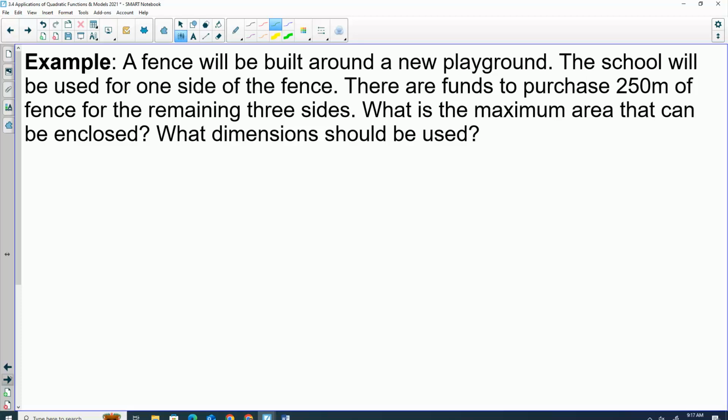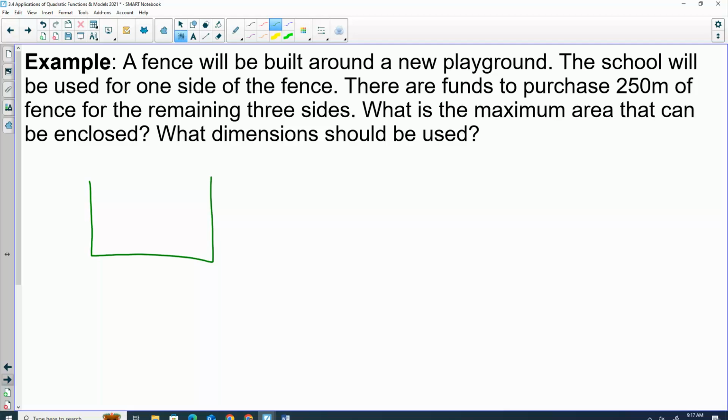A fence will be built around a new playground. The school will be used for one side of the fence. So, what do we know? We're only doing 3 sides. Now, does that mean every time I give you one of these problems it'll involve 3 sides? No. The one on the homework involves 4 sides, so you do have to pay attention to that.